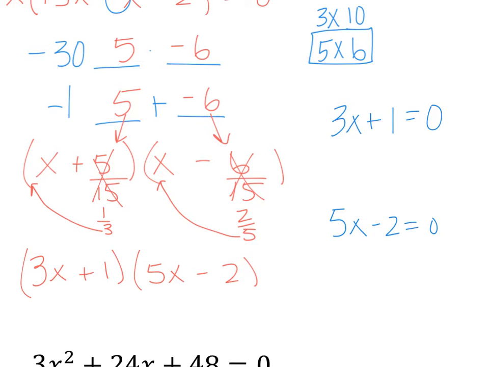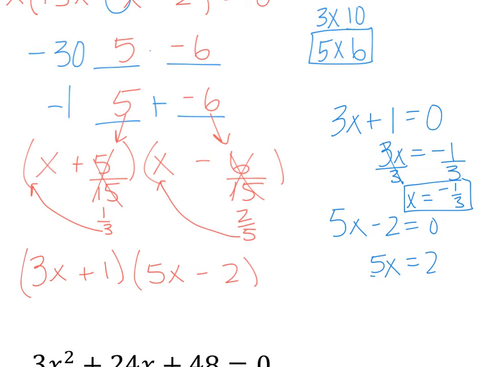By bringing the 1 over, it becomes negative 1, so it's 3x equals negative 1. Divide by 3, divide by 3, and I get x equals negative 1/3. Here, bringing the negative 2 across makes it positive, so I get 5x equals positive 2, divide by 5, divide by 5, you get x equals 2/5. And that ends up being your answer there.